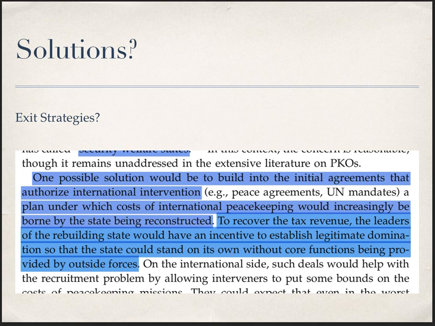So we might also build into these peacekeeping agreements exit strategies that allow states to slowly transition how much they pay for peacekeeping solutions, right? To recover the tax revenue that the United States has spent peacekeeping various places, we might slowly transition payment and responsibility for payment over to the state that has been, in air quotes, rescued, right? How well have these engineering strategies worked out so far for the West?